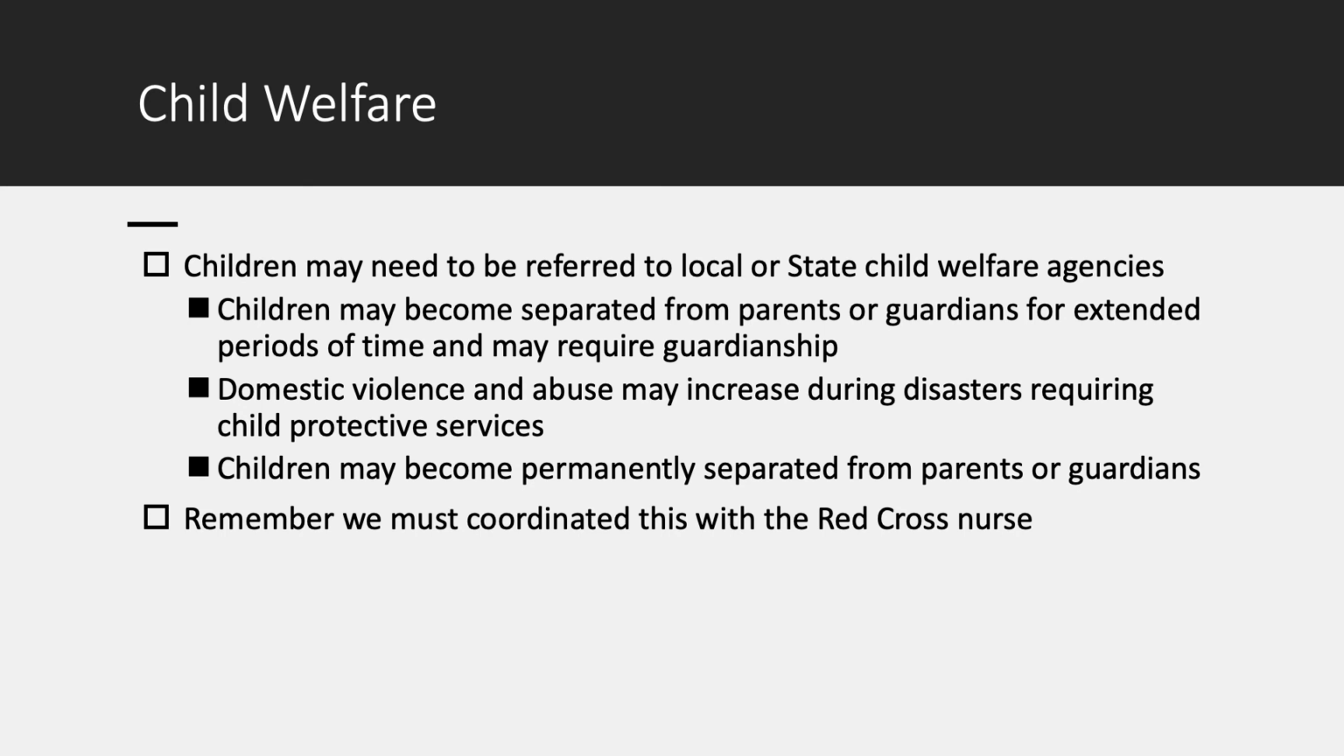Children may need to be referred to local or state child welfare agencies when they become separated from parents or guardians for extended periods of time. They may require guardianship. Domestic violence and abuse is likely to increase during disasters, and that may require child protective services. And then children may become permanently separated from parents and guardians. So remember, we need to coordinate this with American Red Cross or whoever is present that is dealing with the needs of the children. Again, I can't emphasize this enough. You never personally turn a child over to anyone unless you personally know that person to be the parent, and the custodial parent at that. I just can't tell you what the risk is to children during a disaster.